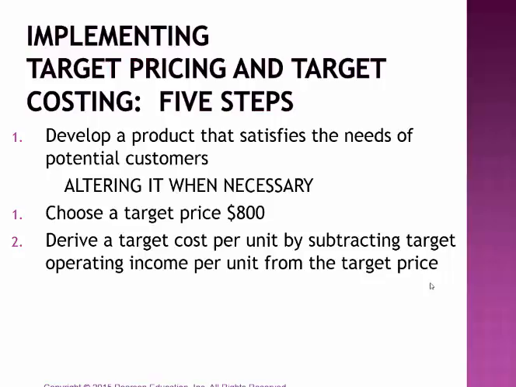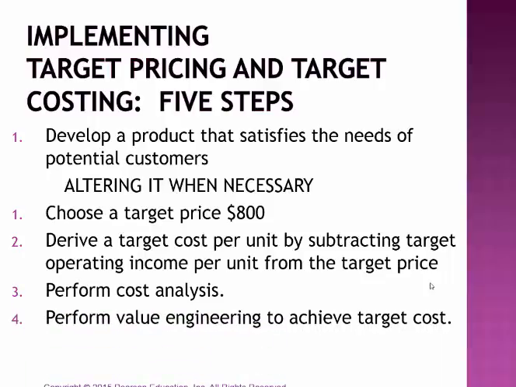All right, so we are going to step 2 from that, derive a target cost per unit by subtracting the target operating income per unit from the target price. We're going to perform a cost analysis and we're going to perform value engineering to achieve target cost. These actually need to be renumbered. Okay, so go with it, folks. This should be 1, 2, 3, 4, 5.